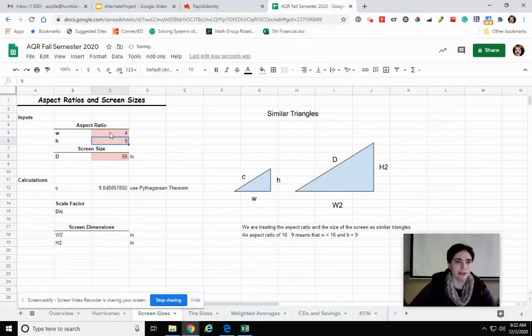If I put 4 here and 3 here, it automatically updates to 5. This is why we refer back instead of putting in numbers. 16, 9, okay. So now we have this right here.